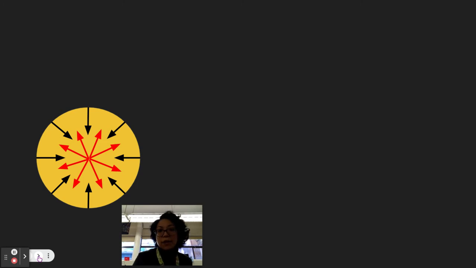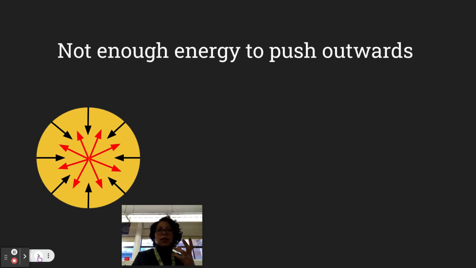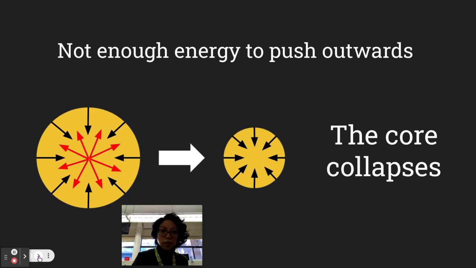So what happens is, like I said, the atoms aren't moving around to push outwards anymore. There's just not enough energy to keep the sun inflated, if you will. So without that outward pressure, gravity wins. It takes over. It makes the sun get smaller. The core of our sun becomes smaller. It collapses because gravity takes over because there's no longer that outward force.